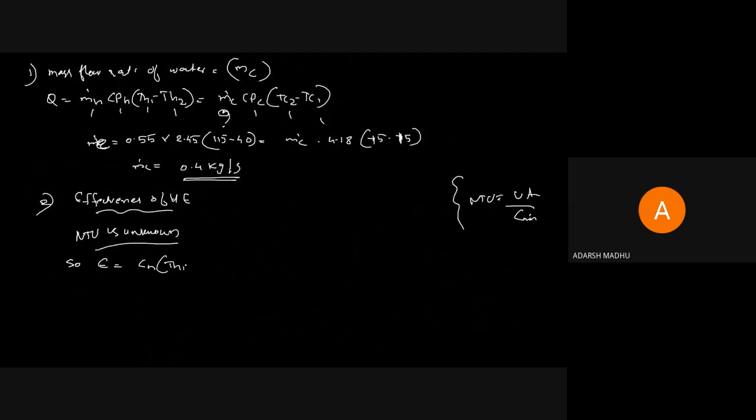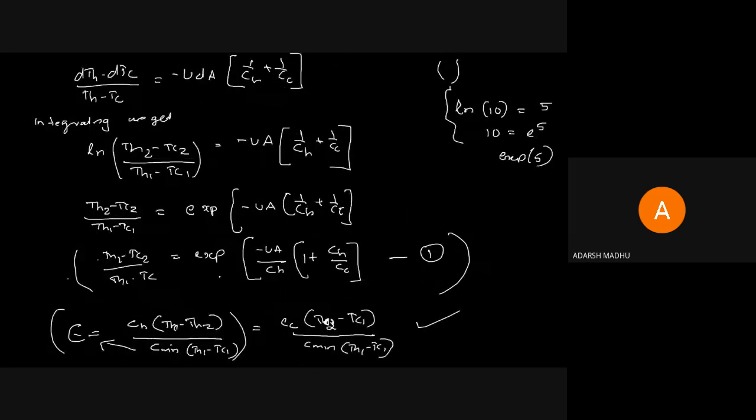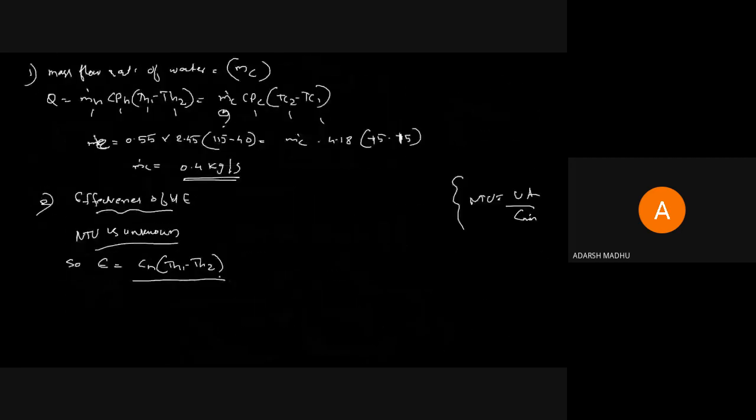Effectiveness is CH of TH1 minus TH2, all divided by C minimum of TH1 minus TC1, right? Effectiveness is Q by Q max.